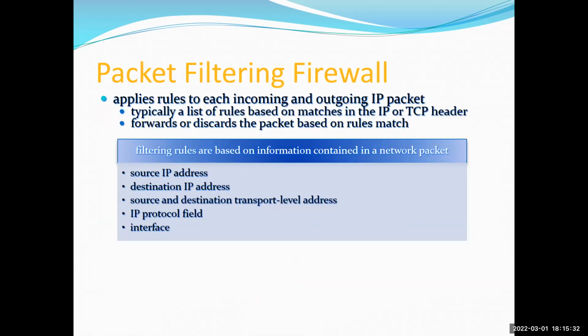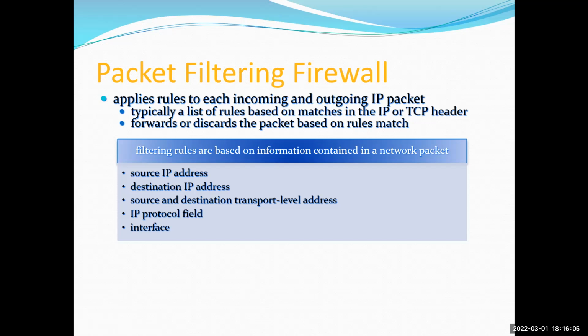So basically, firewalls are packet filters at the end of the day. They're sniffers, right? And it applies rules to each incoming and outgoing IP packet. It's typically a list of rules based on matches in the IP or TCP headers. Okay, it either forwards or discards the packet based on rules matching. And that's really all it is. It's like if statements, and then we're looking at the headers. So it's exactly the sniffing and spoofing that we've done before, right?